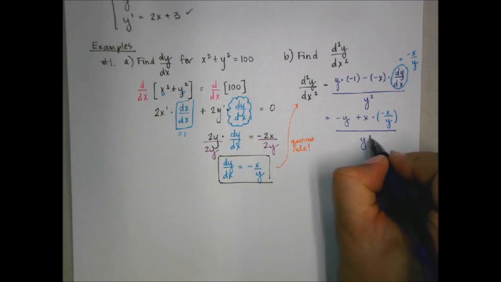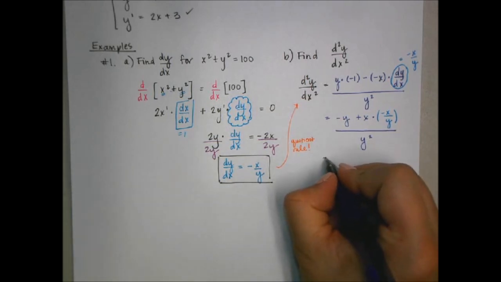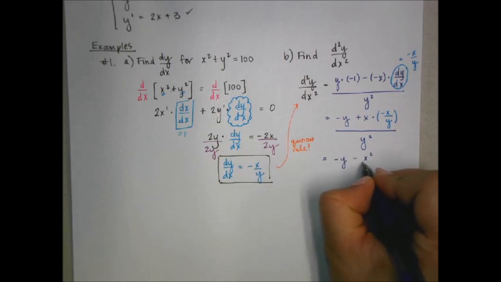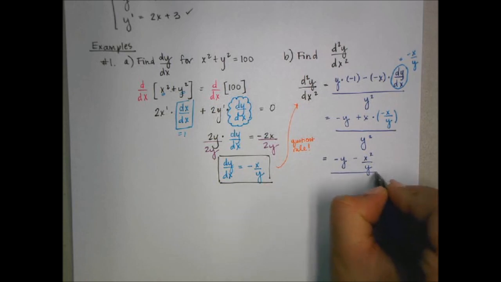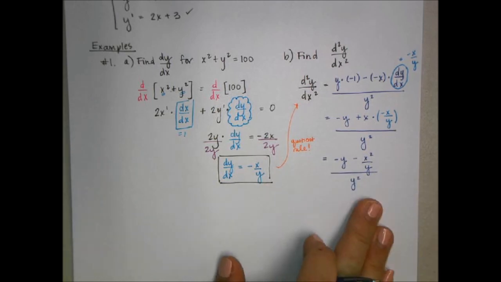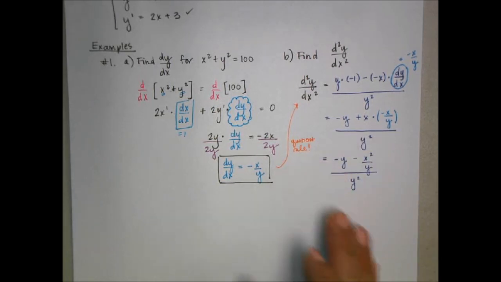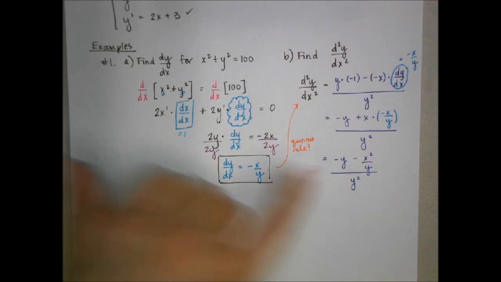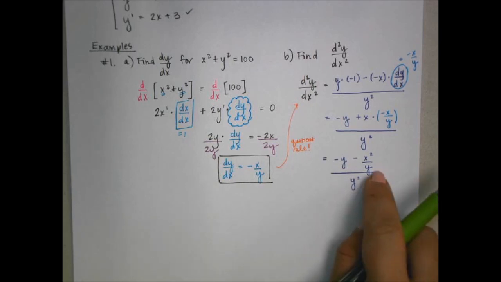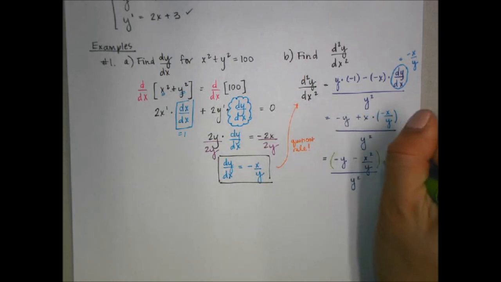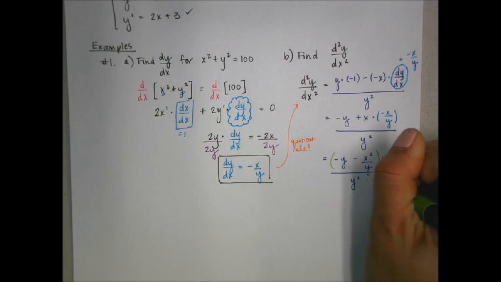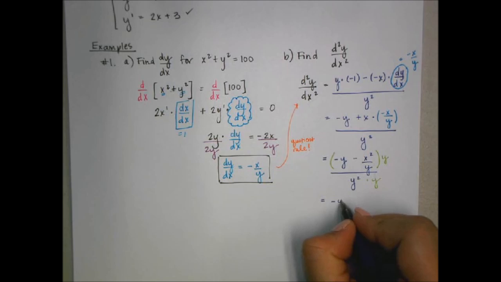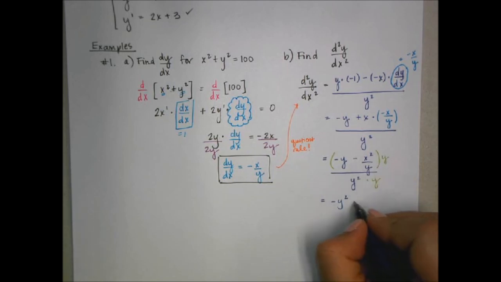Okay, so more to clean up. Negative y minus x squared over y. All divided by y squared. Okay, so that's kind of nice, although we're not supposed to leave our answer as a complex fraction. We're going to multiply all the terms by the common denominator, y. So we get negative y squared minus x squared over y cubed.